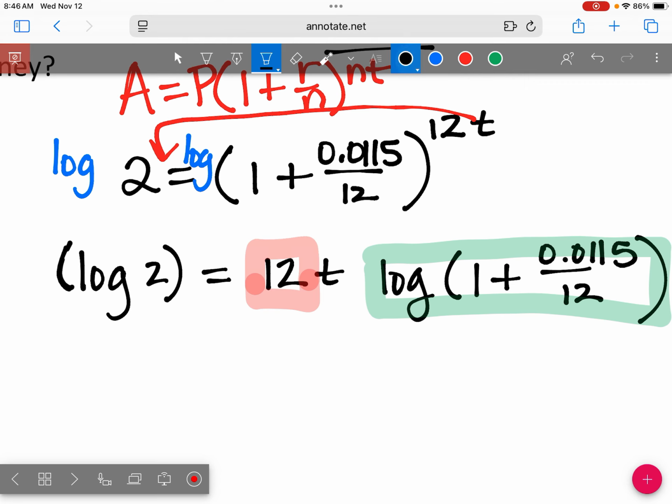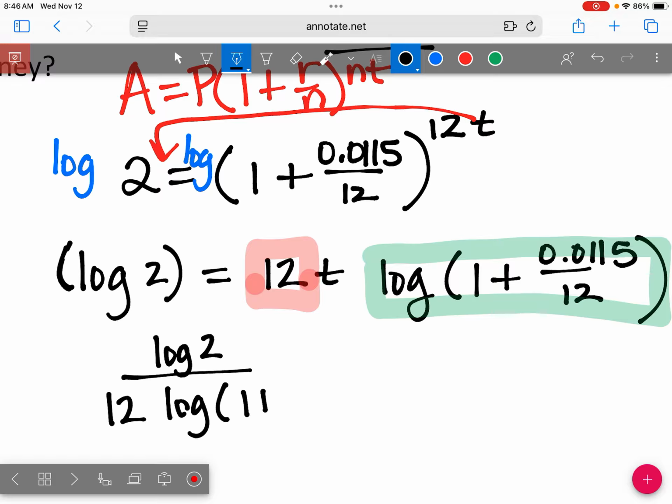So in my calculator, I'm going to type in log of 2 divided by 12 times the log of that parentheses. Make sure that this is all under the fraction. So it's pretty ugly. Type it in just like that. So you have a fraction, and then you have another fraction in your denominator.